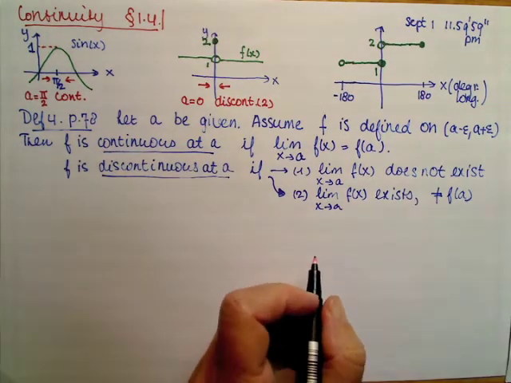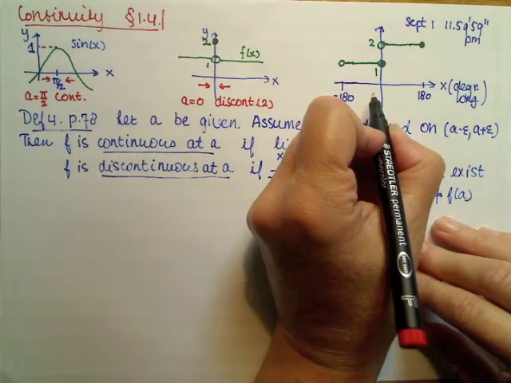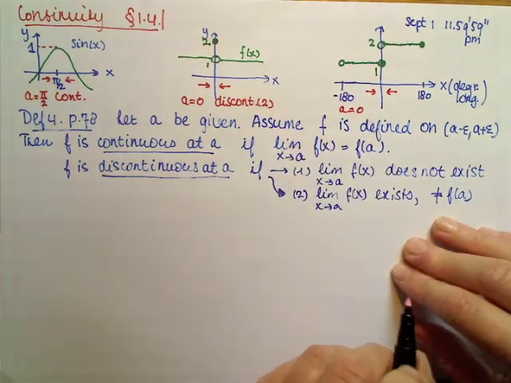Now the third example, something even more weird happens. Whenever we walk to 0, so we look again at the point A equals 0.